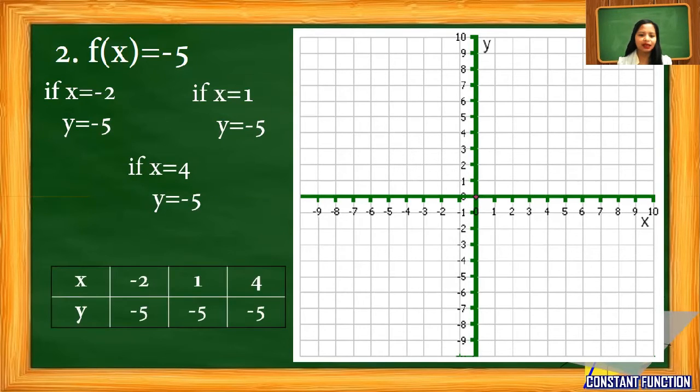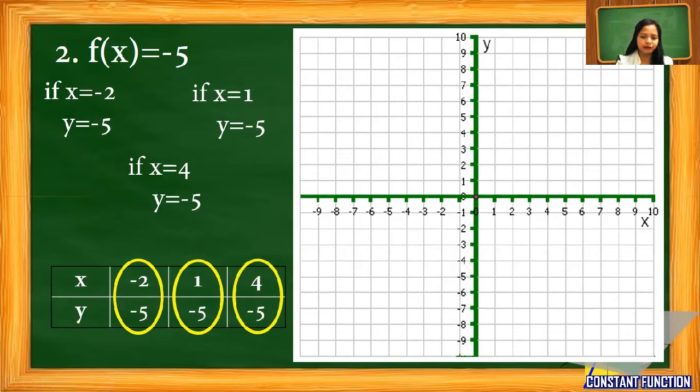Now, let's put it in a table of ordered pairs so that we can easily identify the points to plot in our Cartesian coordinate plane. We have negative 2 and negative 5, 1 and negative 5, 4 and negative 5. First, we plot negative 2 and negative 5 here. The second point has x equal to 1 and y equal to negative 5.